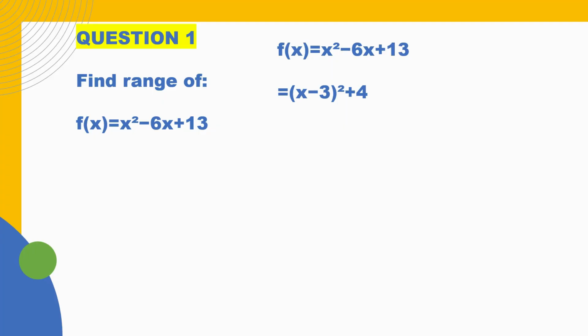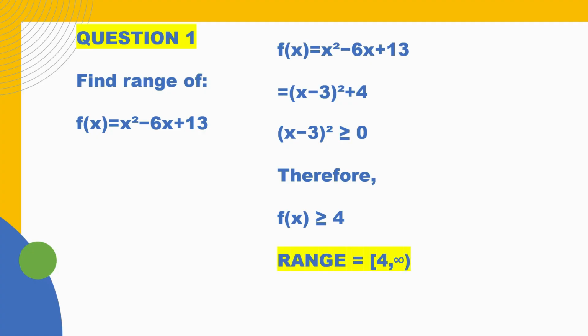Now, the function becomes much easier to analyze. A square can never be negative, so (x minus 3) whole square is always greater than or equal to 0. That means the smallest value of the function is 4. And after that, the function keeps increasing forever. So the range is from 4 to infinity.